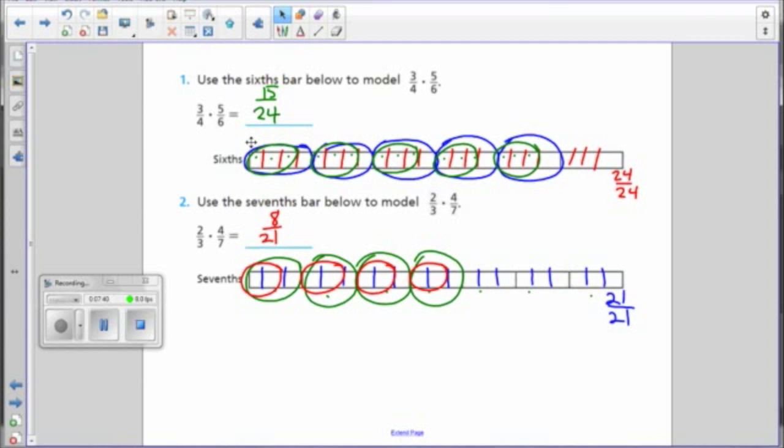So hopefully you're starting to see that multiplying fractions by fractions is just breaking those pieces into smaller pieces. You're multiplying the amount of fractional pieces.